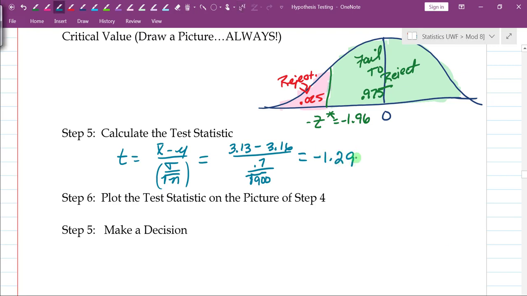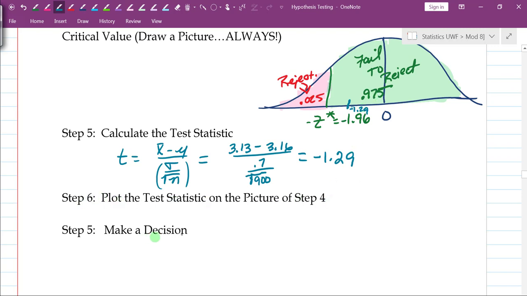We finally have one that we can actually plot on the scale, and negative 1.29 falls between 0 and negative 1.96, which is right here. So right in here is negative 1.29, and you can see that we fall in the fail to reject area, okay? So we're not going to reject, okay? So we did step 6, we plotted it right there, and we're going to make a decision.